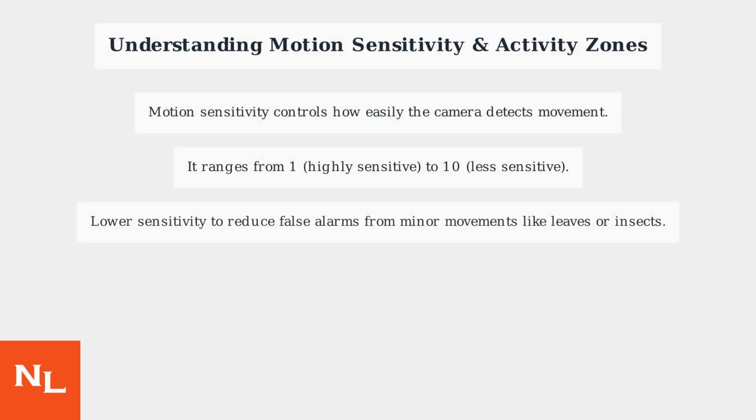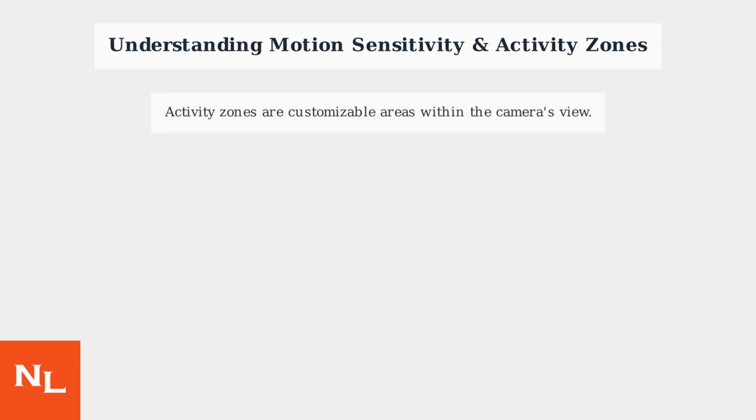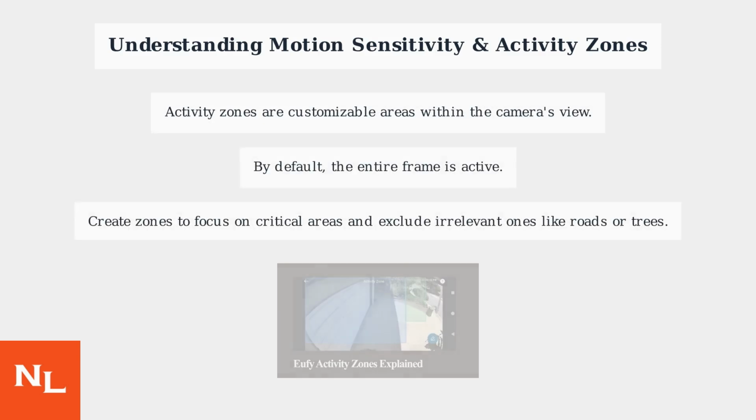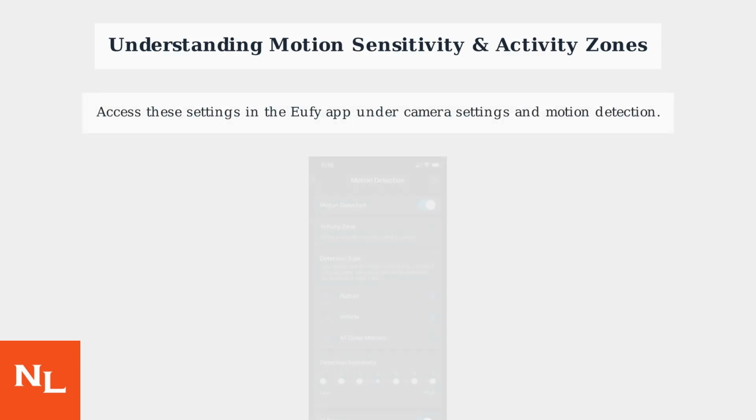Is your Eufy camera constantly sending false alarms? The first step is understanding motion sensitivity and activity zones. Motion sensitivity dictates how easily your camera detects movement, ranging from 1, highly sensitive, to 10, less so. Start by lowering the sensitivity to reduce triggers from minor movements like leaves or insects.